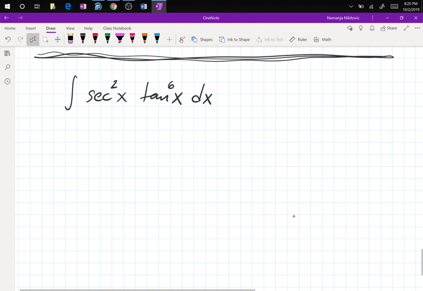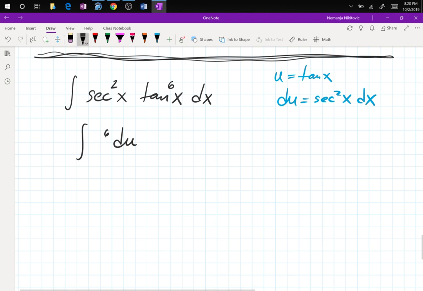So it doesn't work anymore, right? But then, if you look at the other formula, what is the derivative of tangent? Secant squared. Woohoo! That's exactly what we have. So if we flip and say u equals tangent x, and du is secant squared x dx, this problem becomes u to the 6 du.